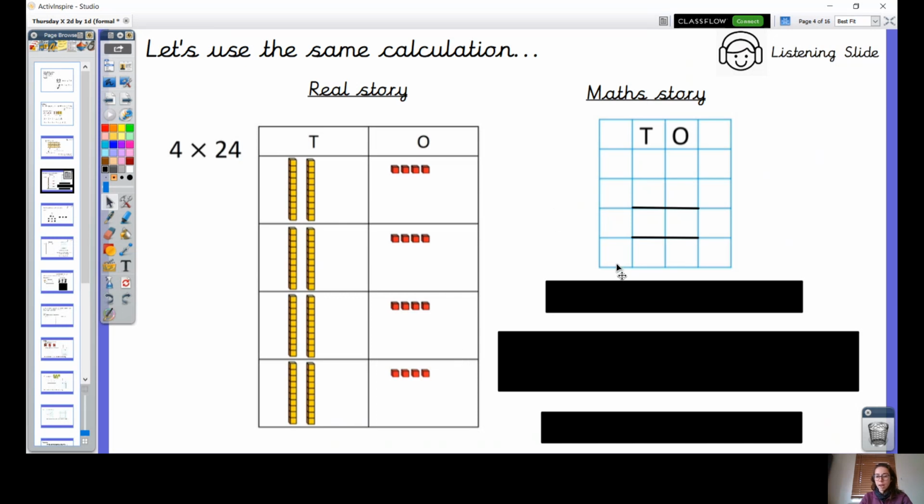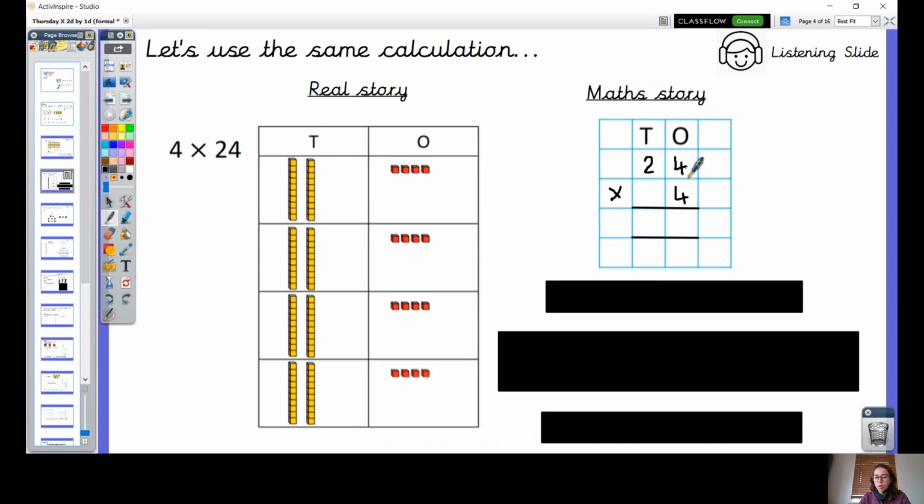Okay. Now I'm going to write out this calculation in my formal written method as well, because we are going to be using that method today. So I've got 24. I'm going to write as best I can with this pen. It's not always going to be perfect, so you'll just have to bear with me. 24 times 4. Okay, I'm ready to work this out now. So just listening to this one, just listening.